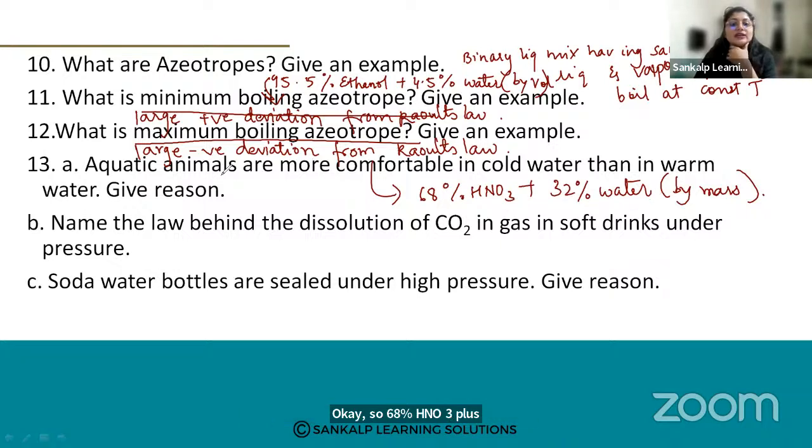So what are maximum boiling azeotropes? These are the solutions which show large negative deviation from Raoult's law at a specific composition. I hope this is clear. Is it clear? What are azeotropes, what is a minimum boiling azeotrope, what is a maximum boiling azeotrope, and the examples? Is it clear?